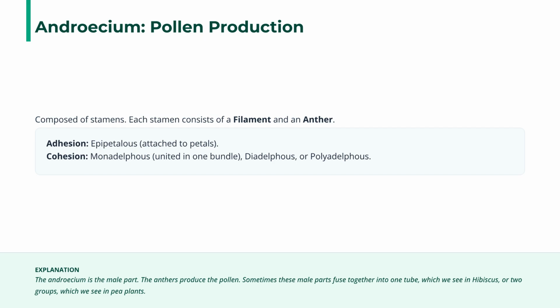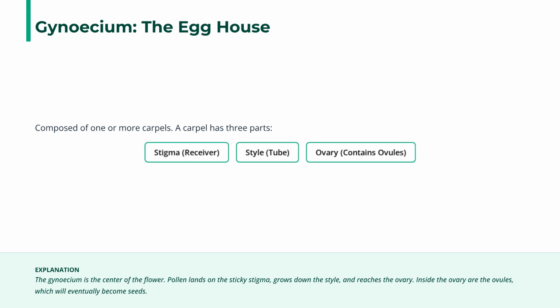Stamens can exhibit cohesion, uniting into one bundle, as in monadelphous, or multiple groups. The gynoecium is the female center, composed of one or more carpels. It includes the stigma, which receives pollen, the style, and the ovary, which contains the ovules that will become seeds.